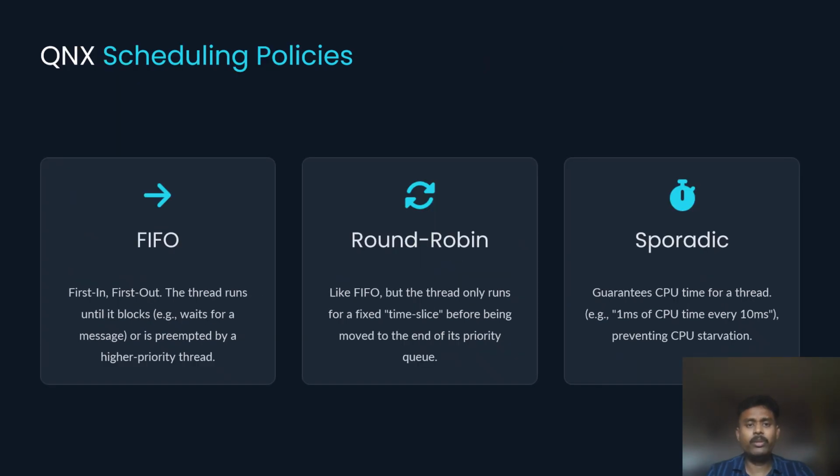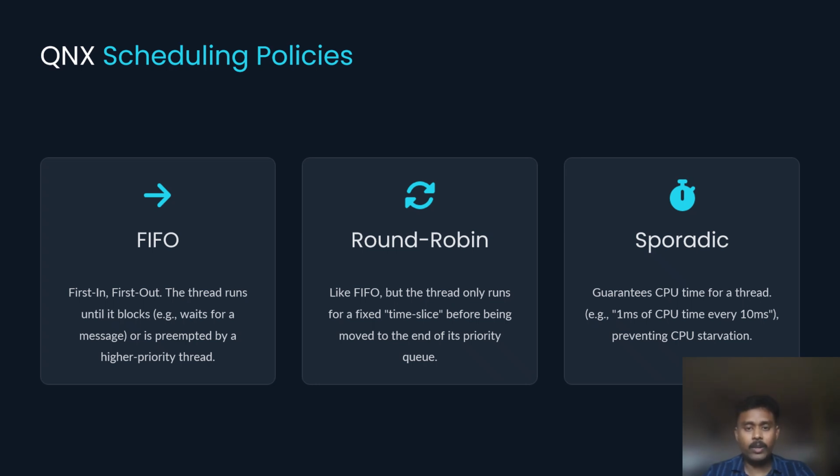So there are various scheduling policies for QNX. One is FIFO, first in first out. In FIFO, the thread will run until it gets blocked, that is, it will wait for a message, or it gets preempted by a higher priority task. Then the priorities will be given to the other scheduling. This is how it happens.